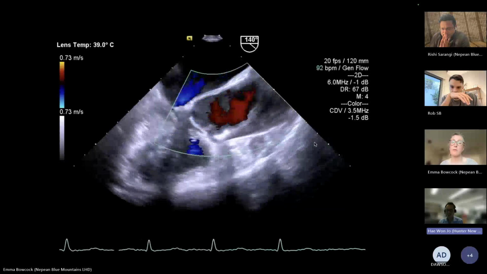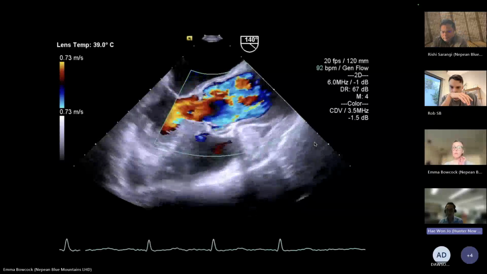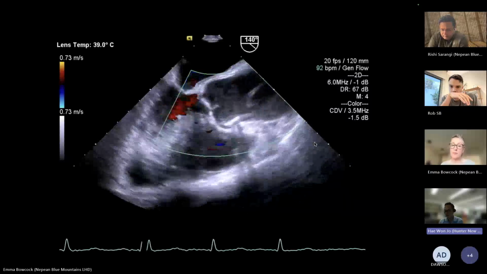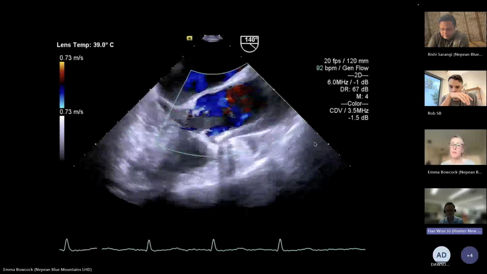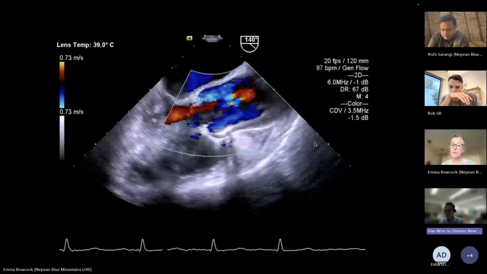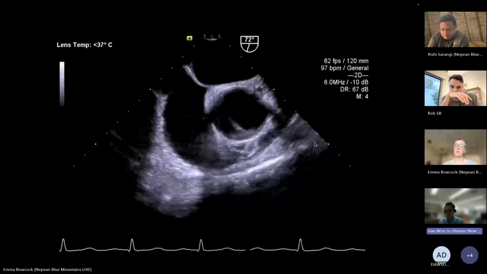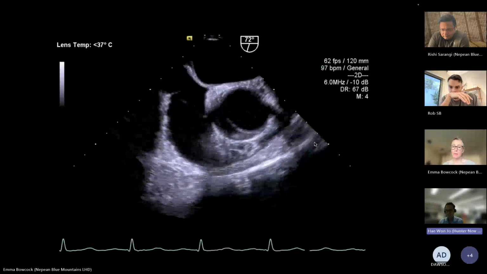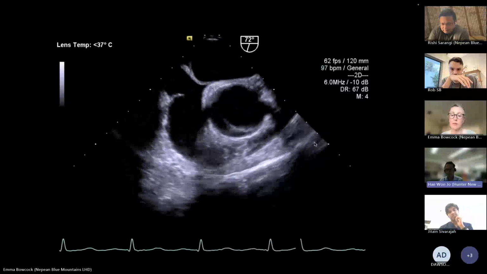Right. Okay. Now I can see clearly 2D evidence of a dissection flap in the ascending aorta, which is probably a complication of the coronary angiogram and resultant AR. Again, this echolucency is much more prominent, consistent with dissection.